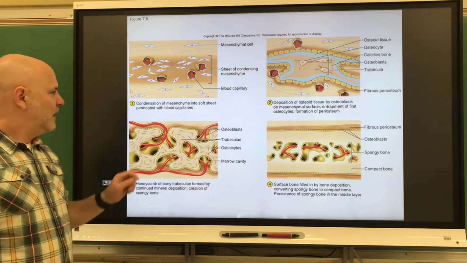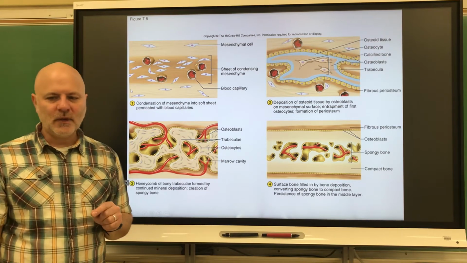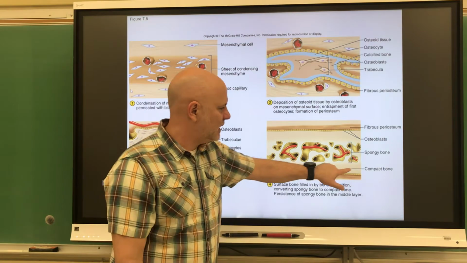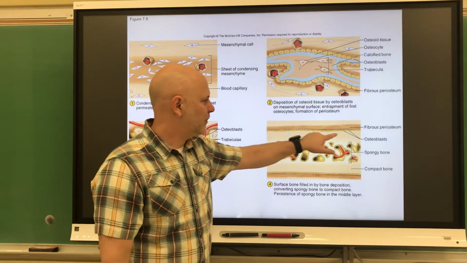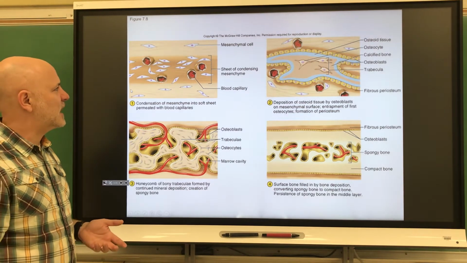All right. Then periosteum is going to form around the edges of that bone. All right. And then they're going to fill in the edges here with compact bone. All right. So that's how intramembranous ossification occurs.